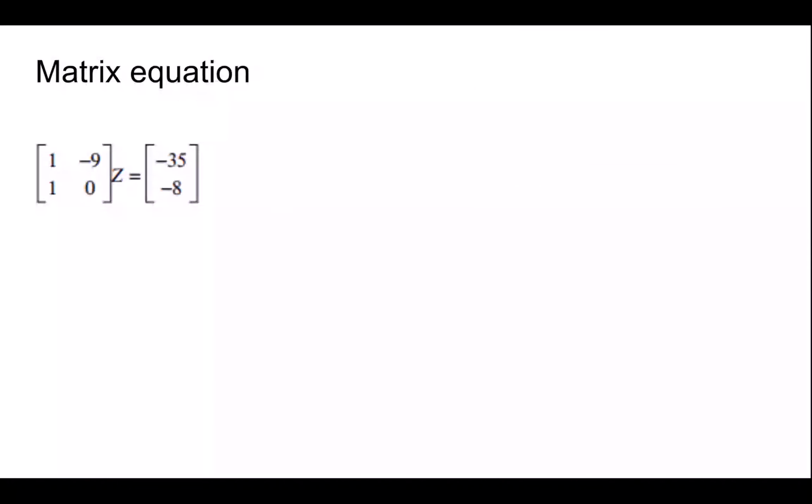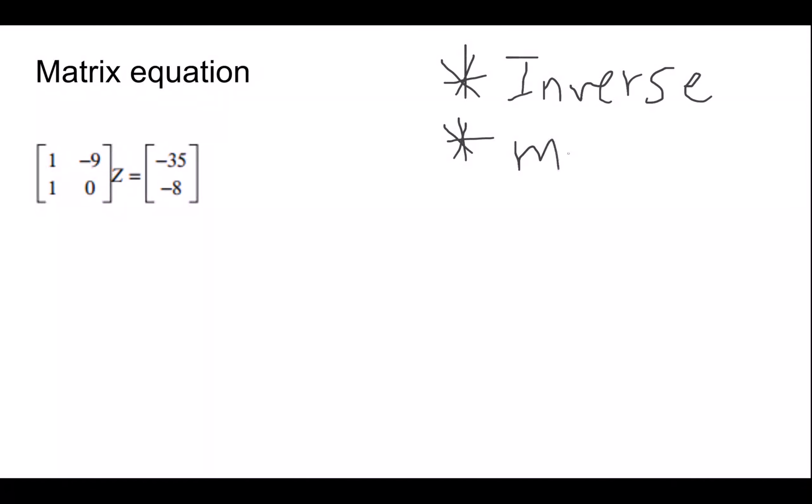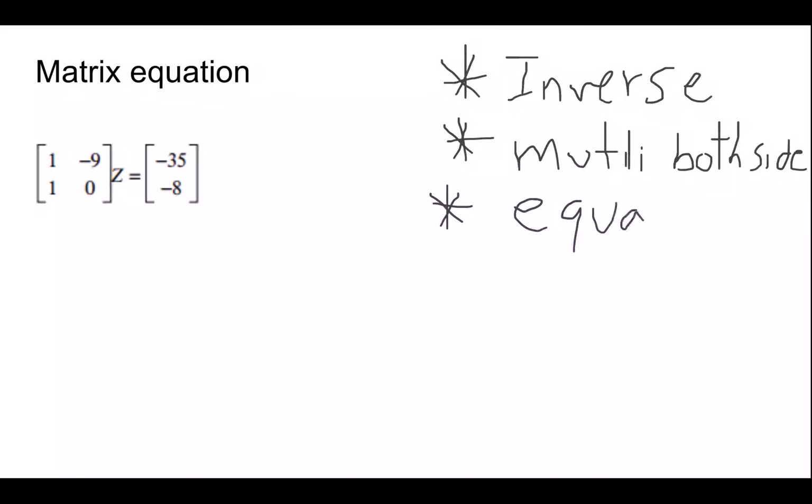So our first step is going to be taking the inverse. Our second step will then be multiplying both sides. And our final step, well, after we've multiplied both sides, we should just then have what our equation equals. So we should be able to find what z is. So our first step, again, we're going to take the inverse of this thing.